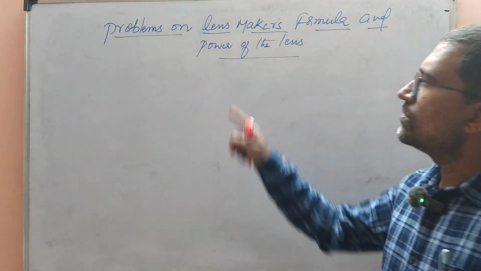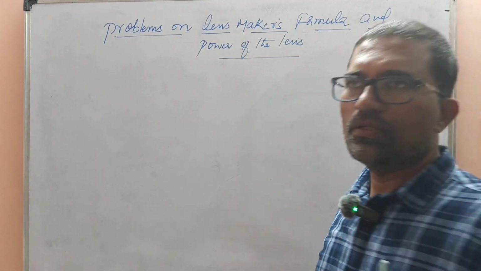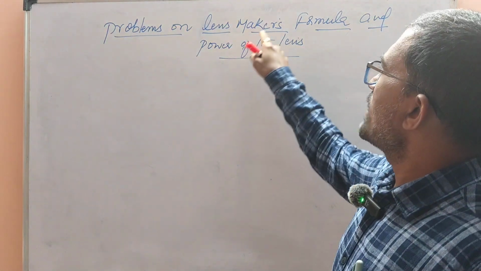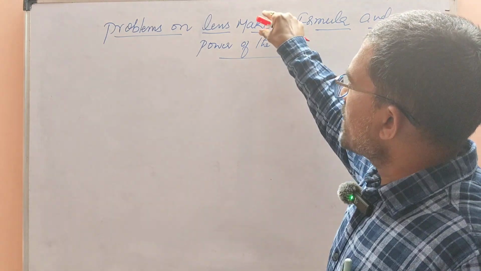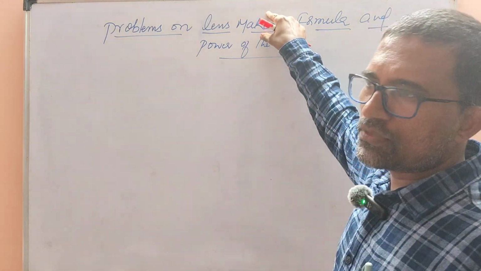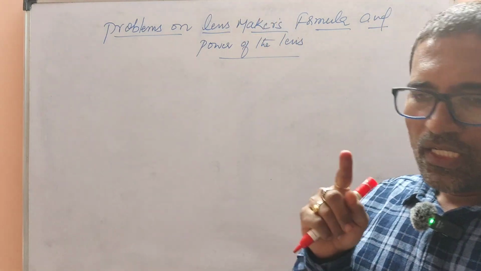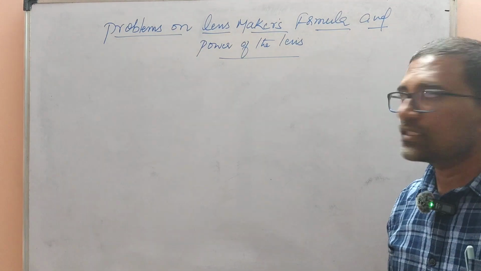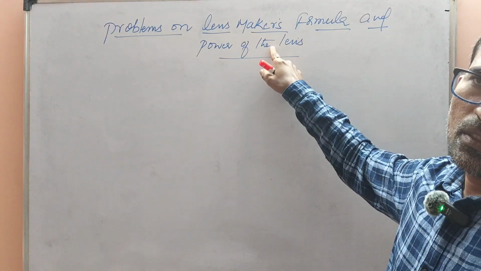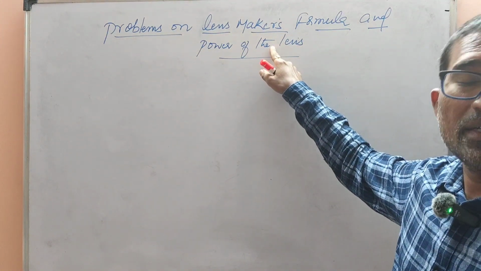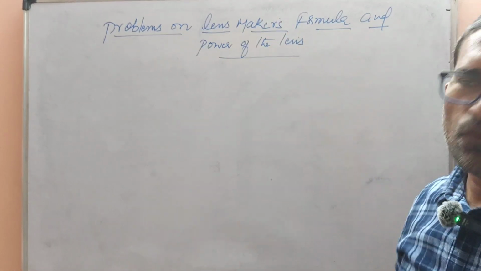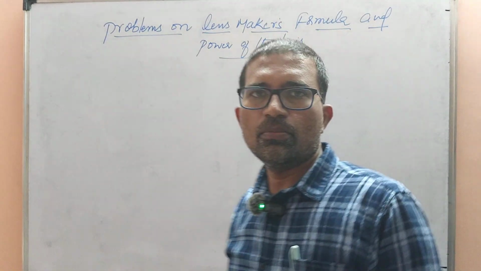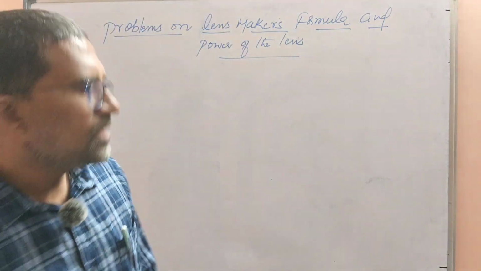In this session, we are going to do the problems based on lens maker's formula and power of the lens. The lens maker's formula comes under the fourth chapter, that is refraction of light at curved surfaces, and the power of the lens formula comes under the fifth chapter, human eye and colorful world. So based on these two formulae, we are going to do the problems in today's session.